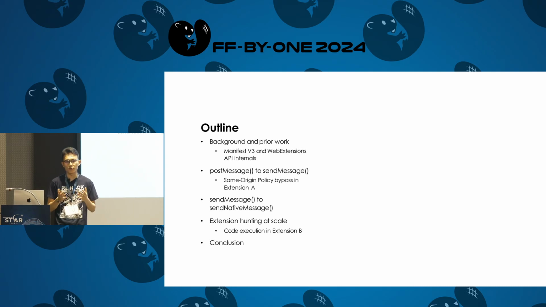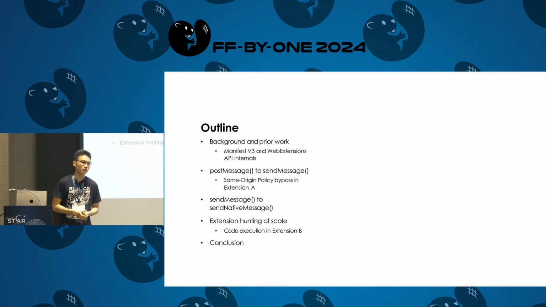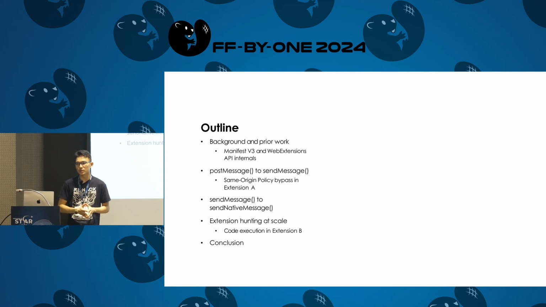How do you then cross the bridge from the browser extension context to the desktop native context? That's from sendMessage to sendNativeMessage, and how that has changed with Manifest v3 from current prior research. Then I'll talk about extension hunting at scale: how do you scale this research across hundreds of thousands or millions of browser extensions all at once?